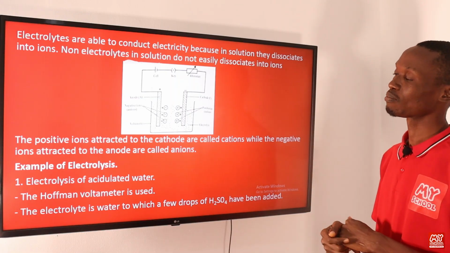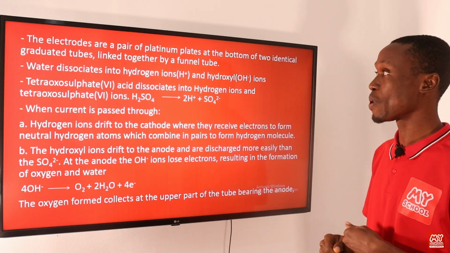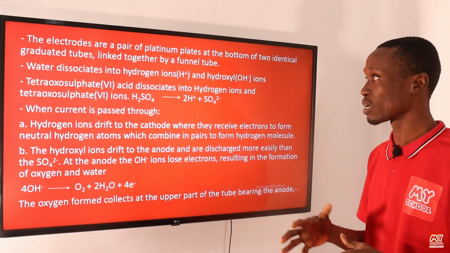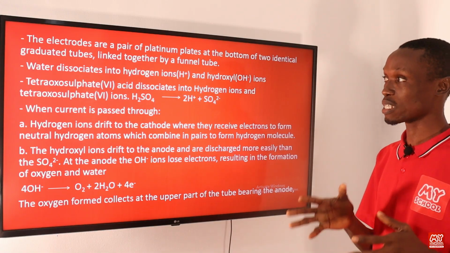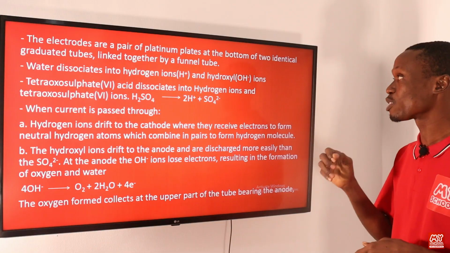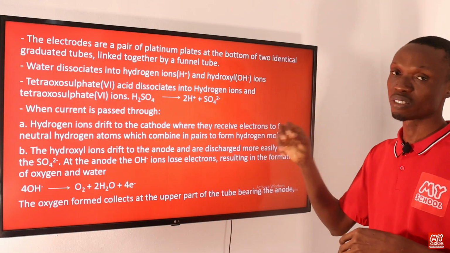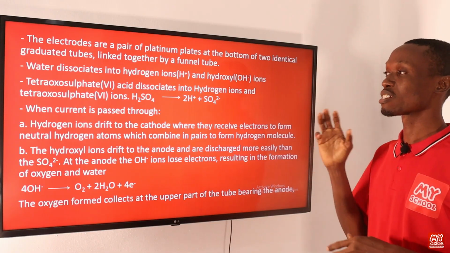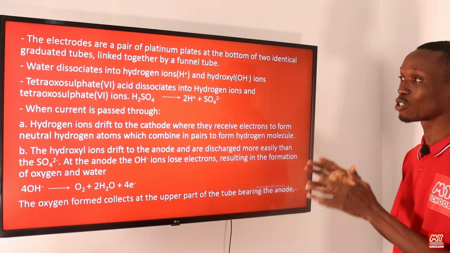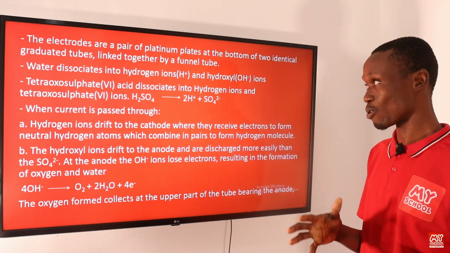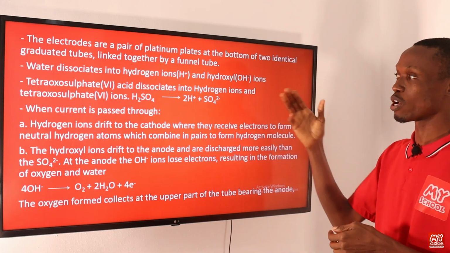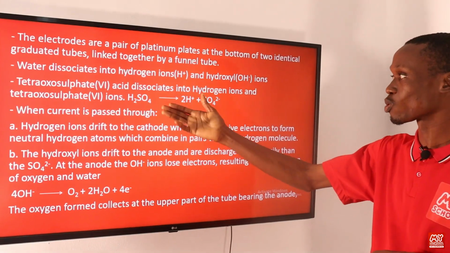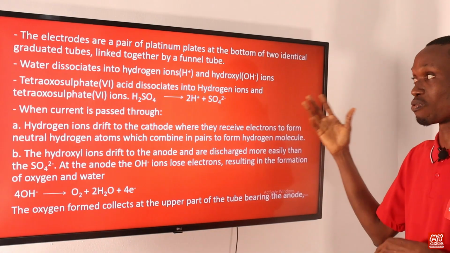Now let's move to the next slide. Now the electrodes are a pair of platinum plates at the bottom of two identical graduated tubes linked together by a funnel tube. Water dissociates into hydrogen ions and hydroxyl ions. Okay, so hydrogen ion is H+, while hydroxyl ion is OH-. Then tetraoxosulphate(VI) acid dissociates into hydrogen ions and tetraoxosulphate(VI) ions. So this is just the chemical equation, H2SO4, which represents the tetraoxosulphate(VI) acid, dissociating or breaking down into hydrogen ions and tetraoxosulphate(VI) ion.